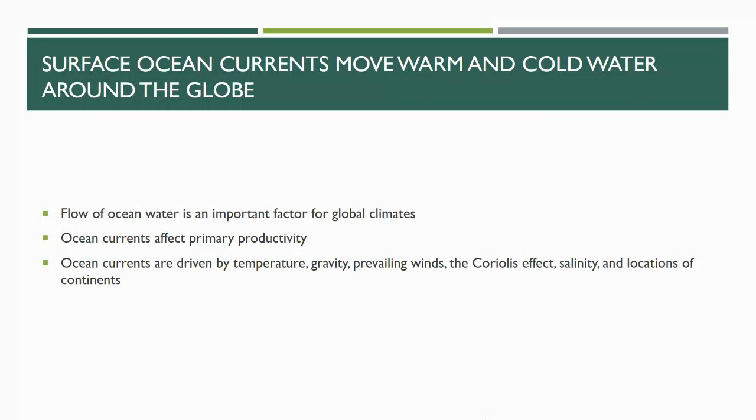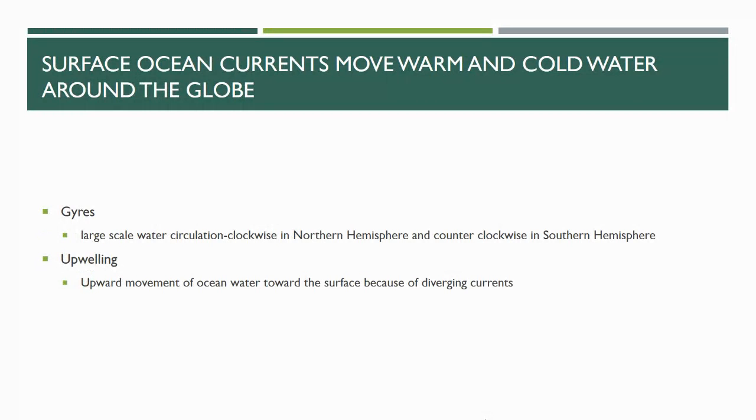Surface ocean currents move warm and cold water around the globe. The flow of ocean water is also an important factor for global climates. Ocean currents do affect primary productivity, and they are driven by temperature, gravity, prevailing winds, the Coriolis effect, salinity, and the locations of continents.